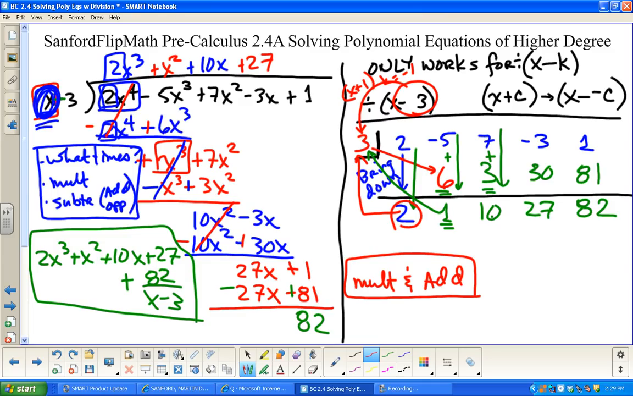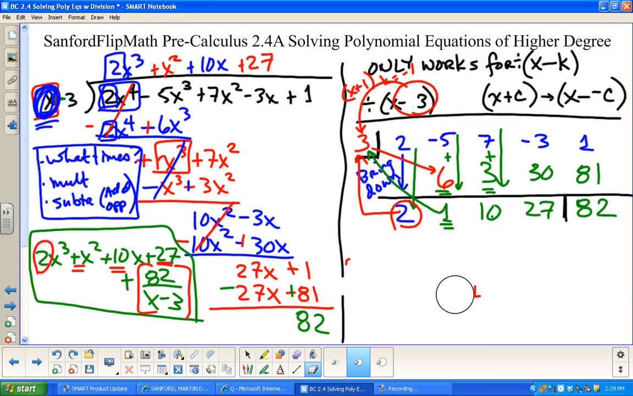Okay, so how does that help us? Okay, notice this 2 is that 2. The 1 is the coefficient here, the 10 is the coefficient here, the 27 is the coefficient here, and then the 82, remember, it was the remainder. Okay, so I usually put a little line, an extra line here, and I don't think your book does, between those two to remember that that's going to be the remainder.